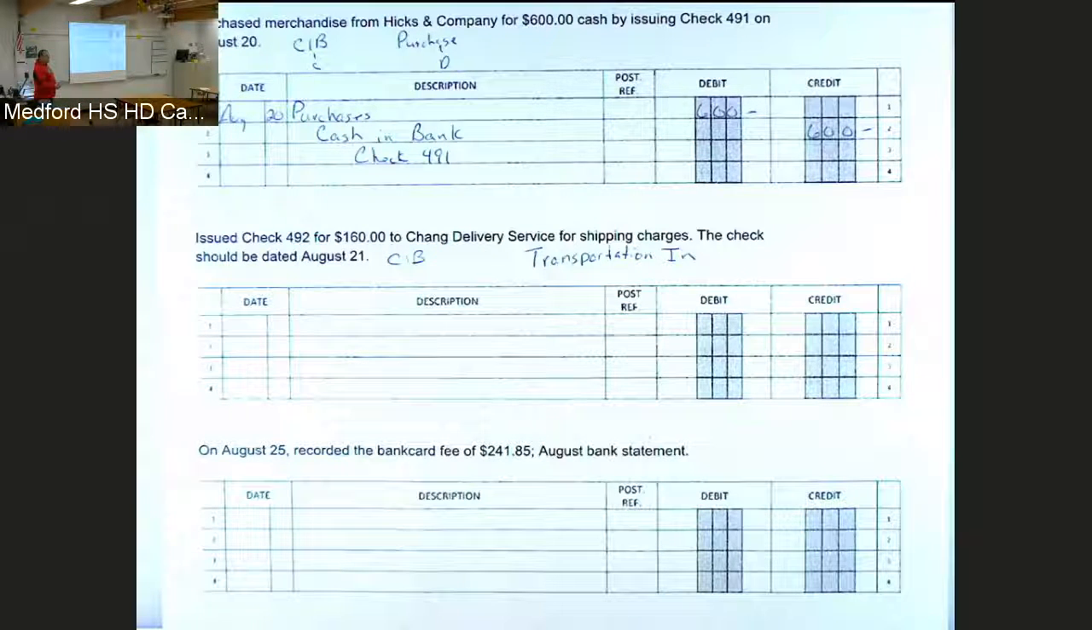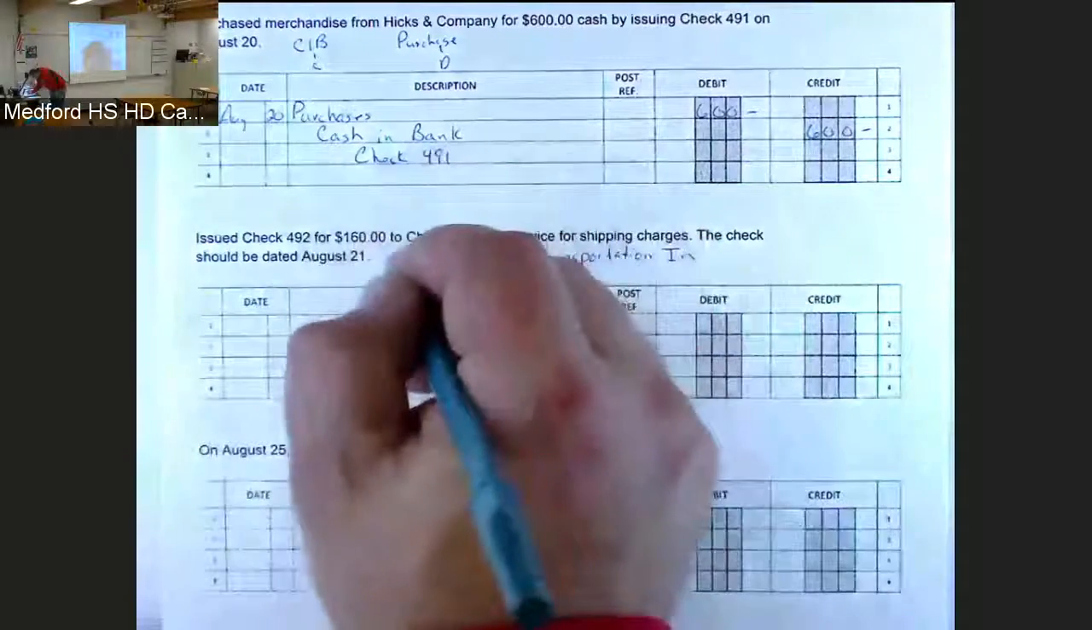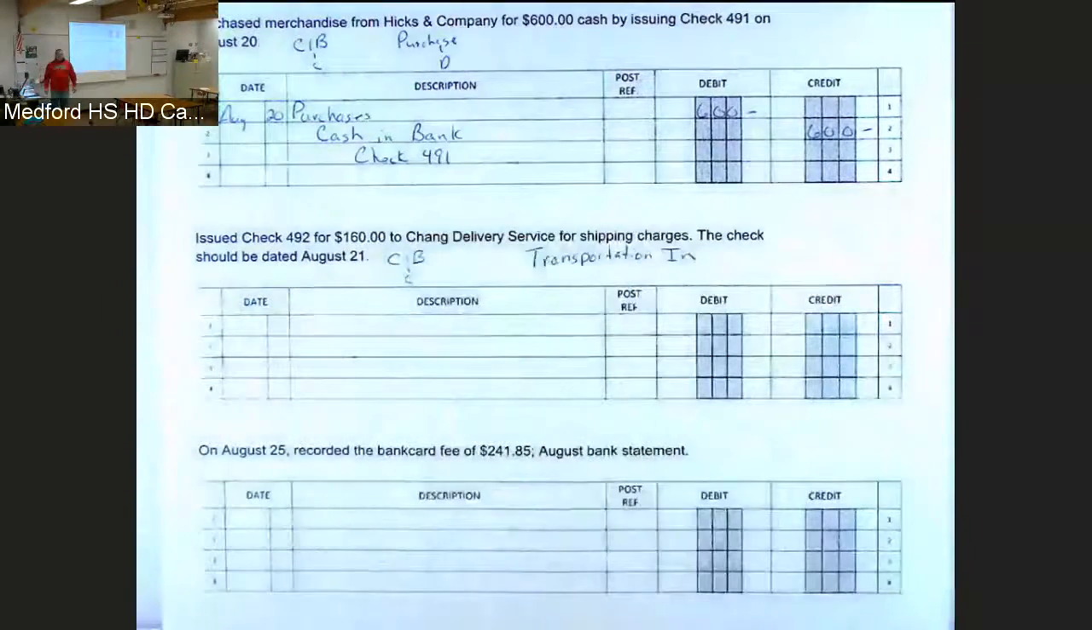Again, the account is transportation in. So, cash and bank. Increasing or decreasing? Austin Shaw? Decrease. Decrease, right? Debit or credit? Credit. Transportation in. Increasing or decreasing? Megan? Increasing. Okay, it's increasing. The amount of money that we're spending on shipping is going up. Debit or credit?